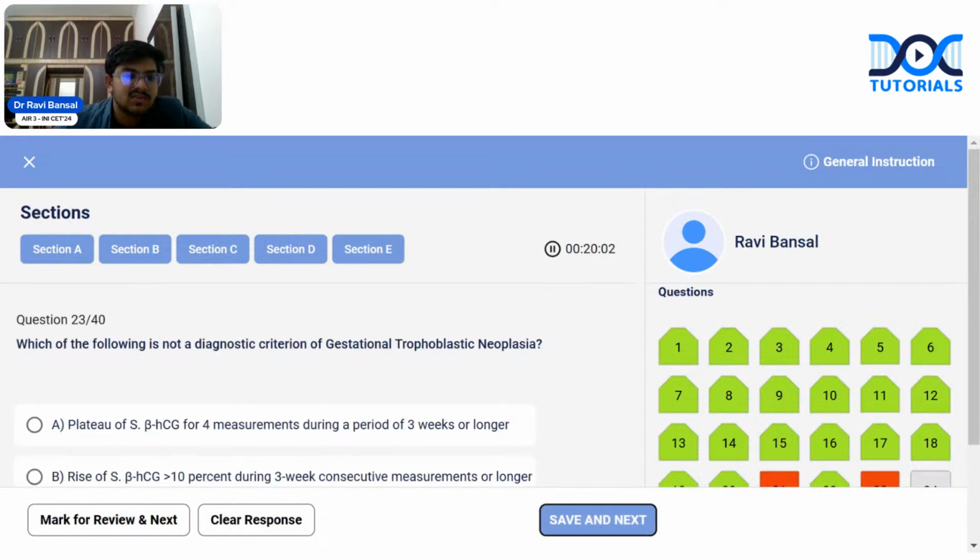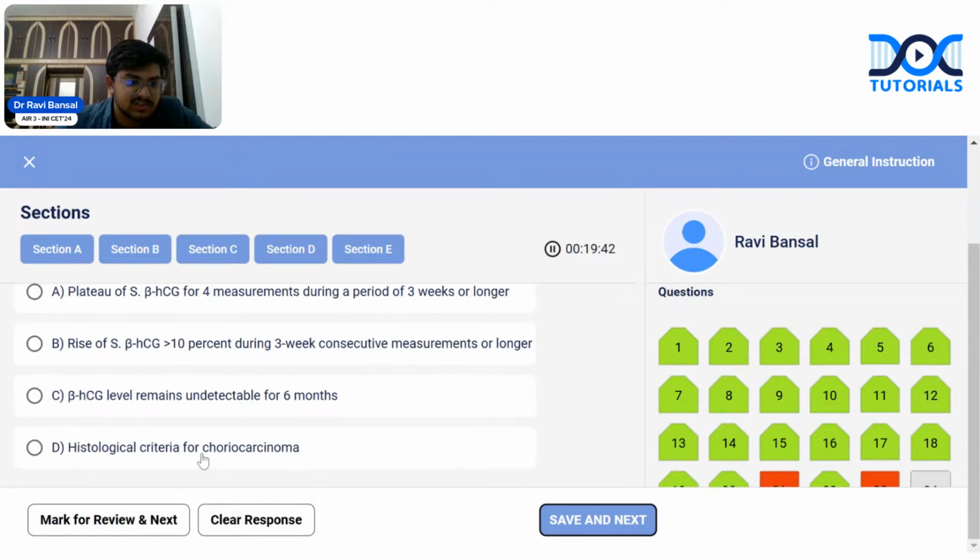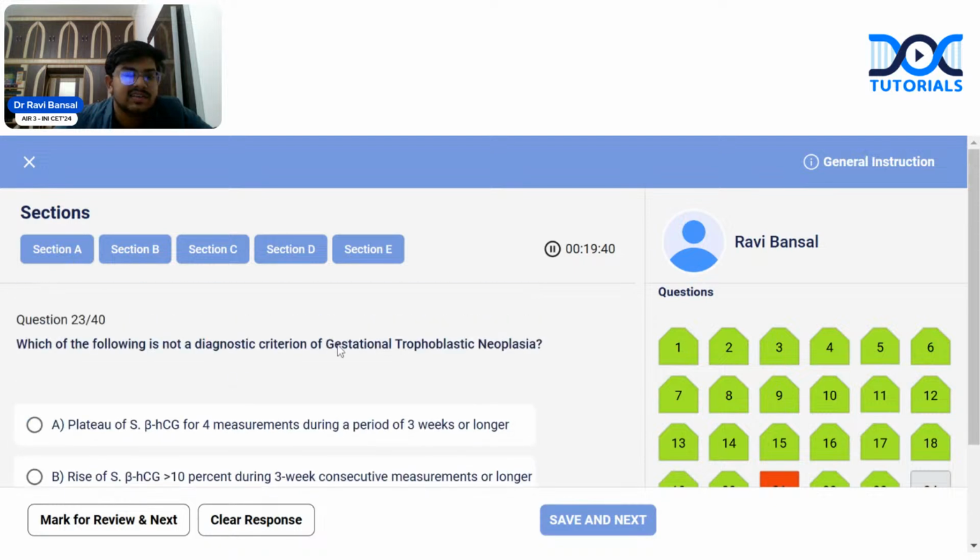Which of the following is not a diagnostic criteria for gestational trophoblastic neoplasia? Beta HCG for four measurements during a period of 3 weeks or longer. Rise of HCG 10% during 3 consecutive weeks of management or longer. Beta HCG remains undetectable for 6 months. Histological criteria. Obviously, they're asking about trophoblastic neoplasia, some neoplasia after molar pregnancy.